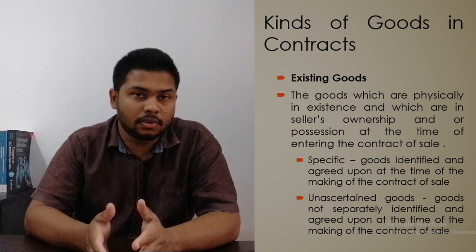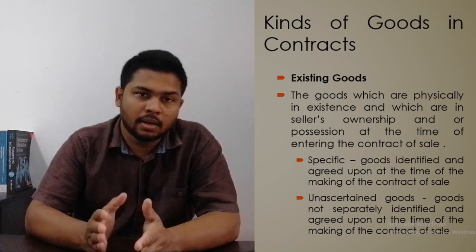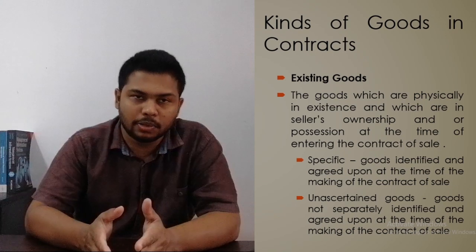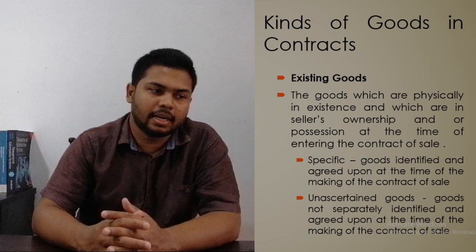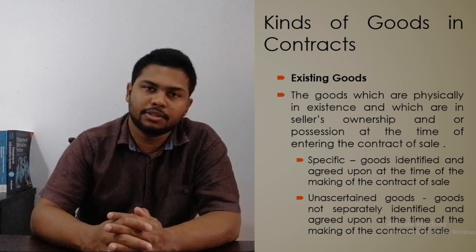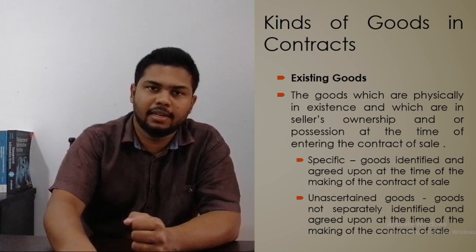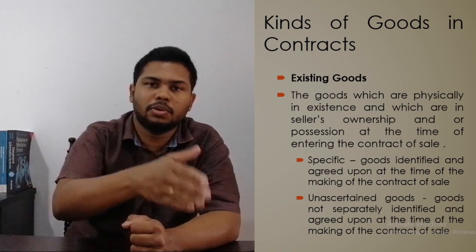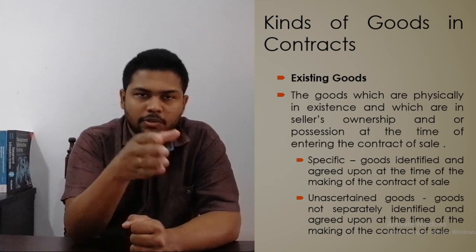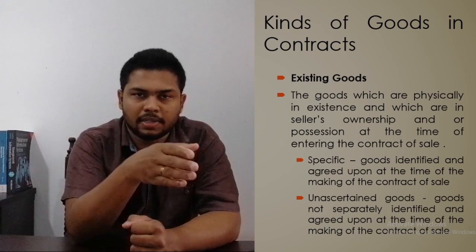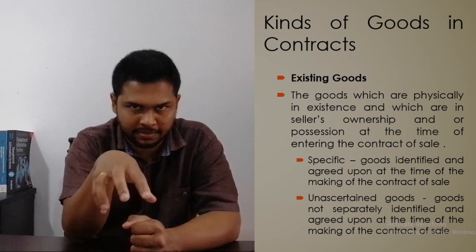Then there are two sub-varieties of those, known as specific goods as well as unascertained goods. The first one is a specific good, where the goods are identified and agreed upon at the time of making the contract of sale. Goods separately identified. These are the goods that I'm going to buy, that I'm going to purchase. It can be one refrigerator, one television, and so on. You will select them physically, and those are very specific.